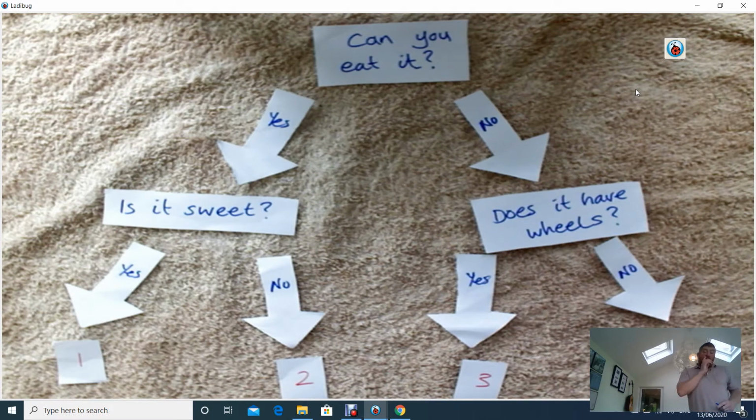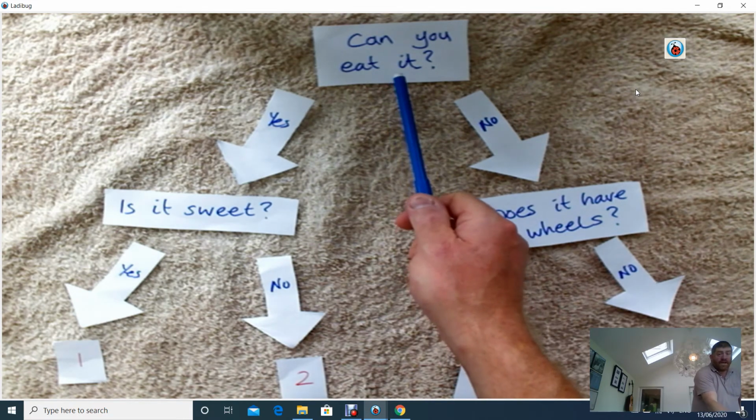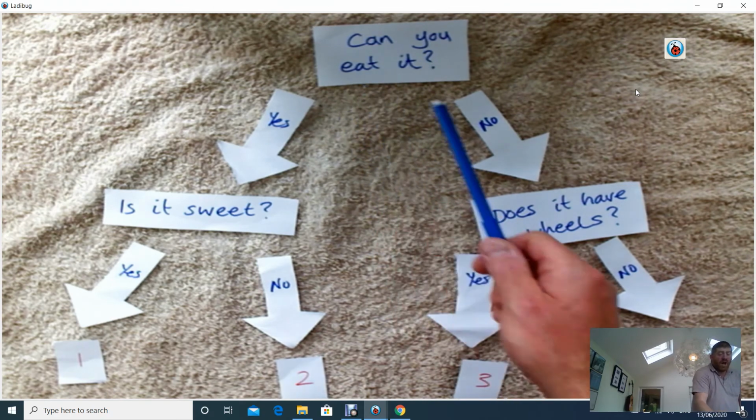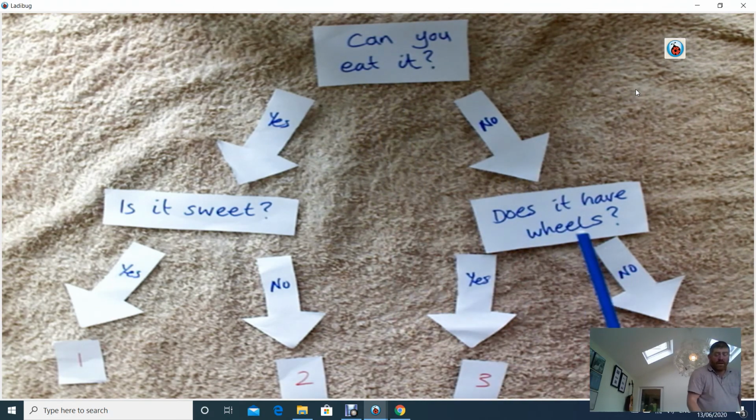If you had a tennis ball, can you eat it? Well, unless you're a goat, no. Does it have wheels? No. A tennis ball could go in four. Can you think of an object that would go in 1, 2, 3, and 4? So they have to be something to do with being able to eat it or not, sweet or not, have wheels or not. Okay? So see if you can work backwards on one, and I will do one more for you. Okay? Brilliant.